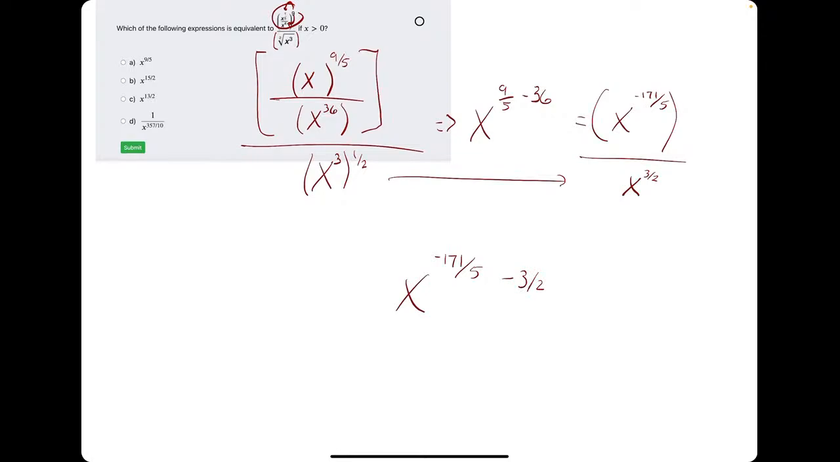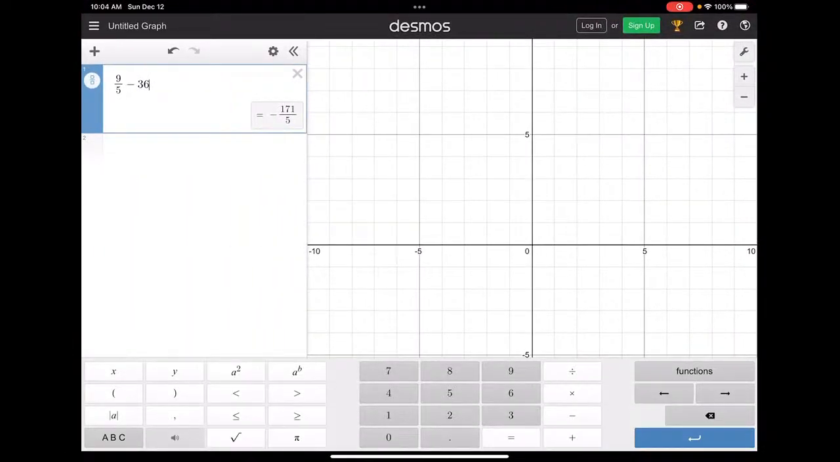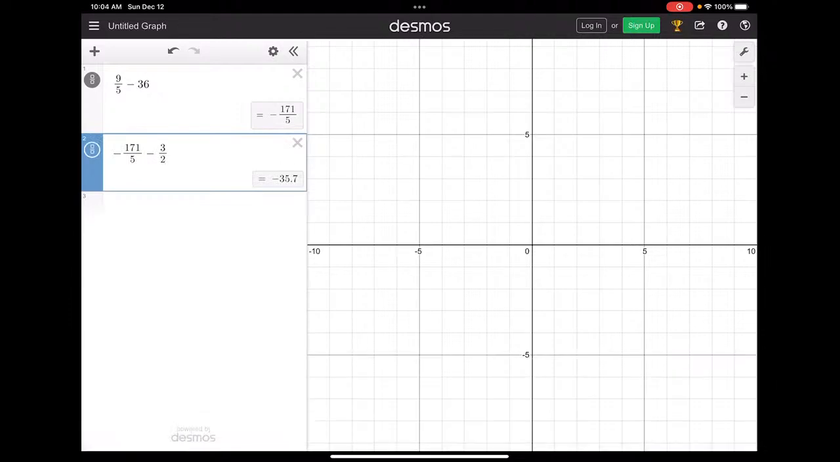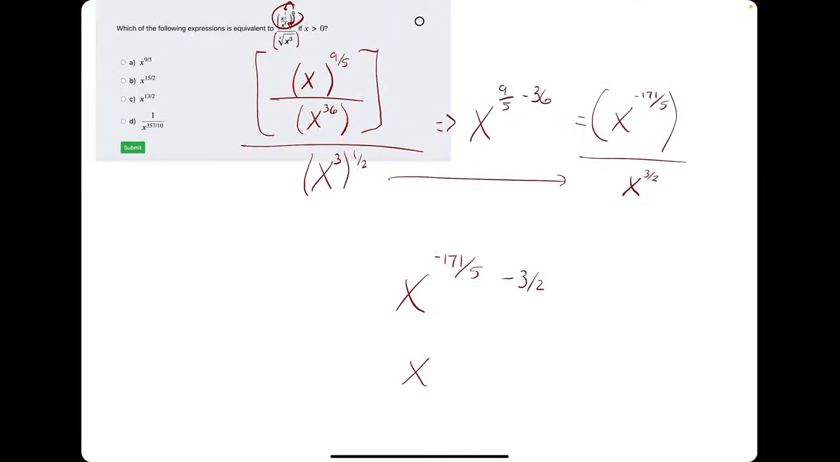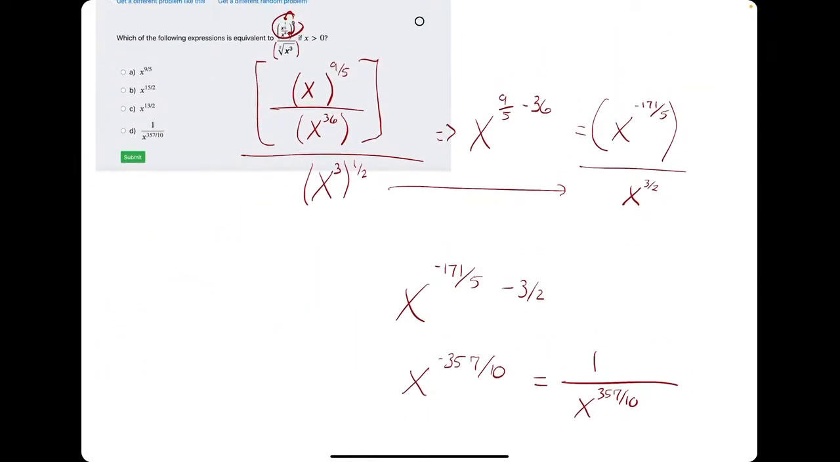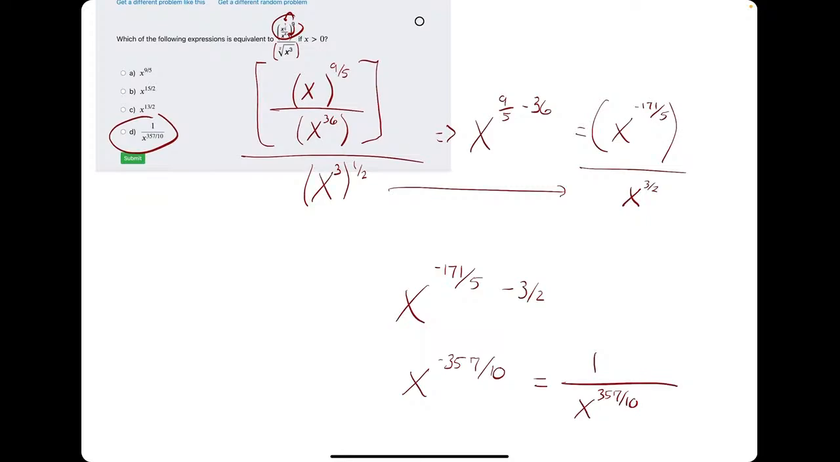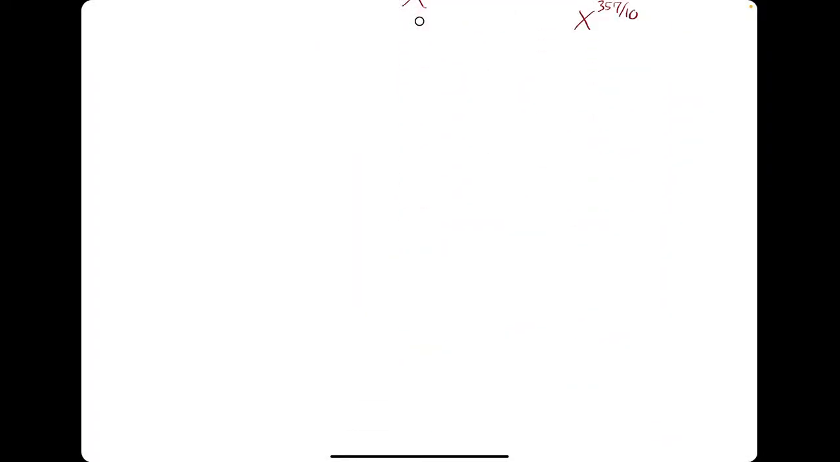So negative 171 over 5 minus 3 over 2. We get negative 35.7, or negative 357 over 10. If we rewrote without any negative exponents, we would throw the term on the bottom and make the exponent positive. So we get 1 over x to the 357 over 10. Kind of a crazy one, but all right, let's keep going.